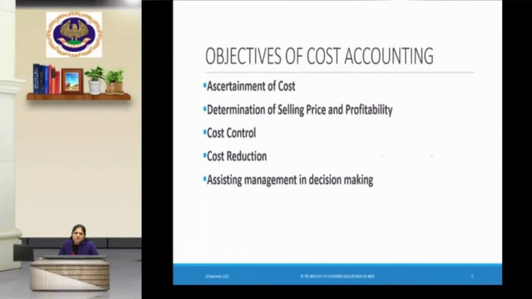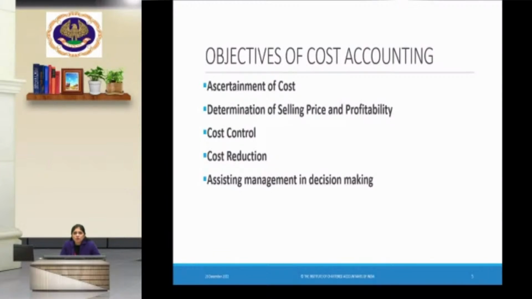Objectives of cost accounting. Basically, what is cost accounting going to give us: ascertainment of cost. The first and foremost function and objective of cost accounting is to ascertain the cost, to find out the cost. Then determination of selling price and profitability, cost control, cost reduction, assisting management in decision making. Some of these objectives are very evident in what they are going to do.